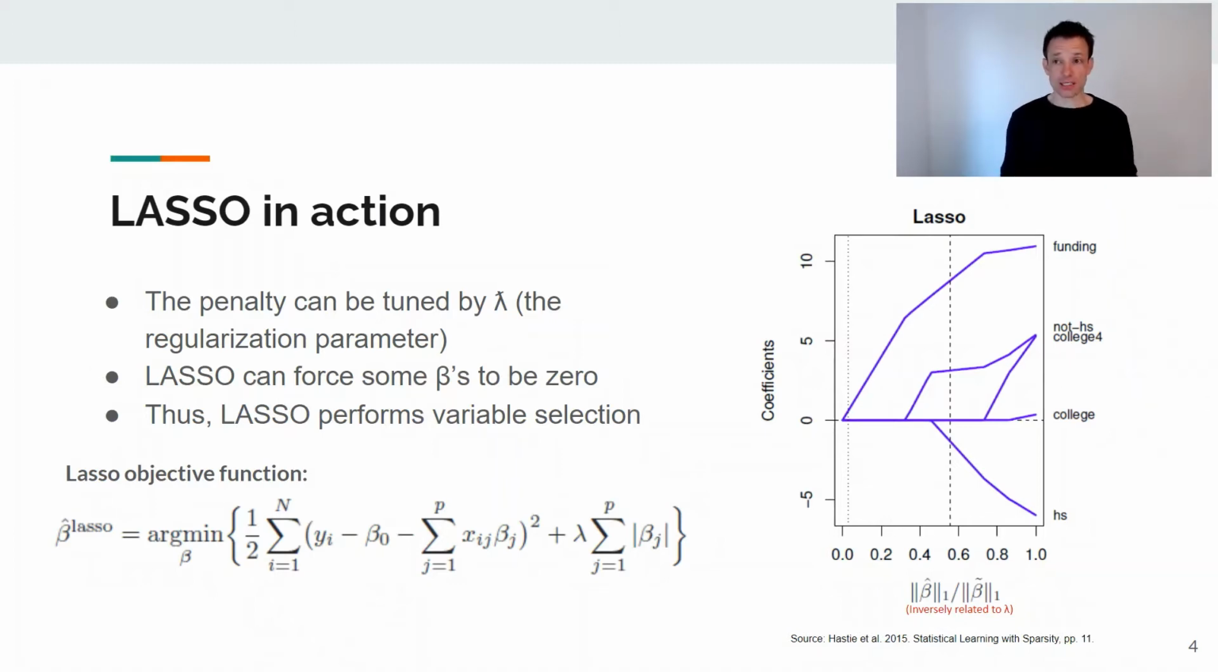So that is Lasso in action, and that is the property that we want to use in the following to devise sensible and useful model specification approaches.